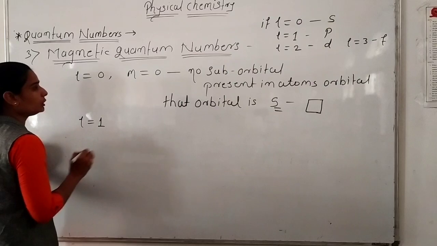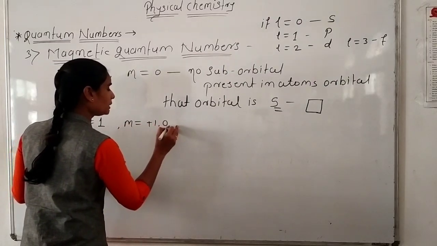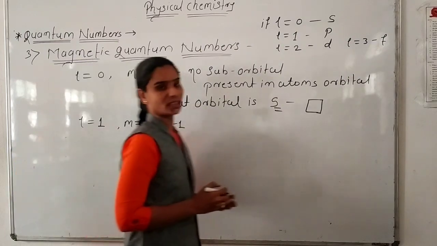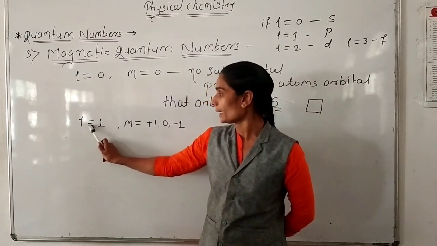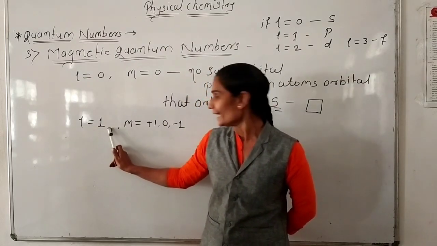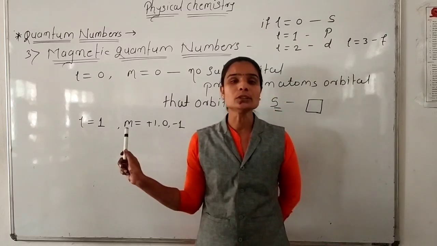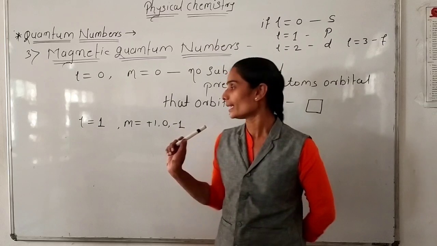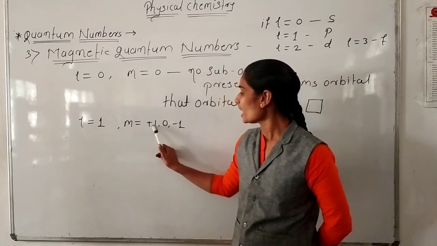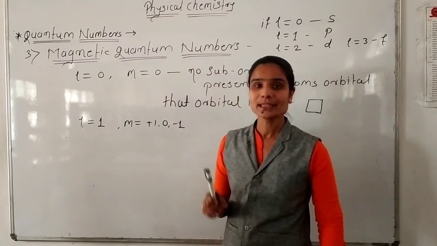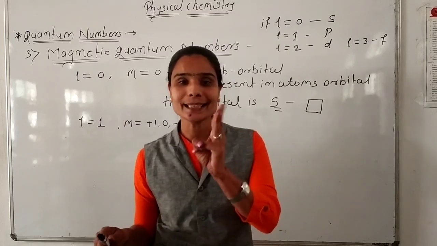Next, L is equal to 1, then m is equal to +1, 0, -1. Listen, when L, that is the azimuthal quantum number, is equal to 1, at that time m has 3 values, because m is equal to plus L to minus L. So when L is equal to 1, then m is equal to +1, 0, -1, means what? There are 3 suborbitals present in the orbital.